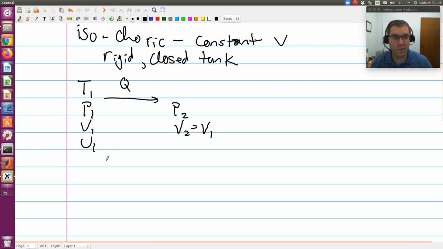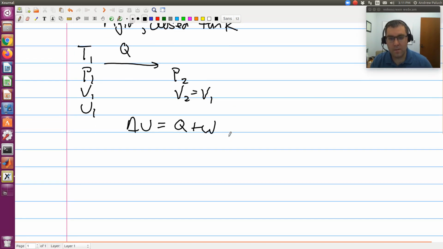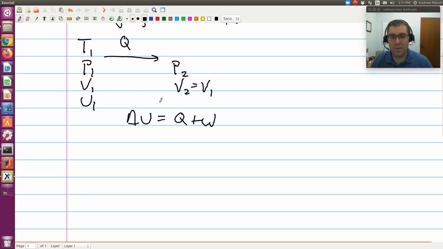I'm going to start by writing down my first law balance. So I'll have delta U is equal to Q plus W. Delta U isn't a problem. If this were the steam tables, I know P2 and V2, so I could go to my superheated steam tables, read across my pressure column until I find 2 temperatures that have volumes that bracket my volume of interest, interpolate, and find temperature, internal energy, and everything else. So delta U is not a problem.